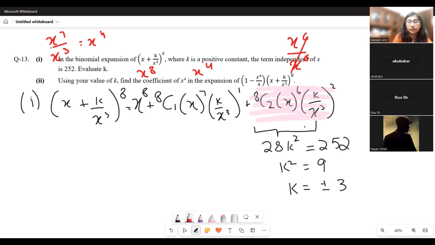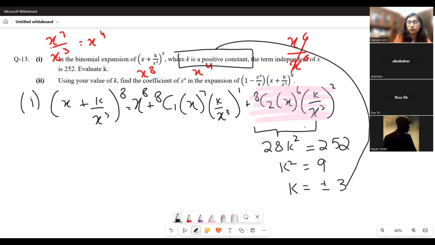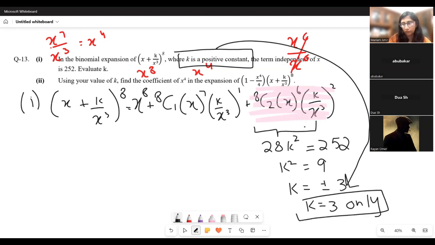However, the question clearly says that k is a positive constant. So the answer would be k equals 3 only.